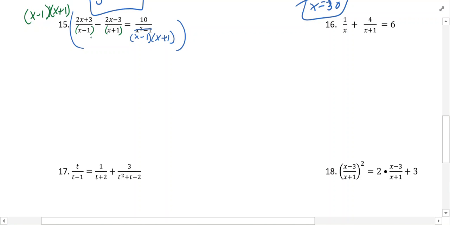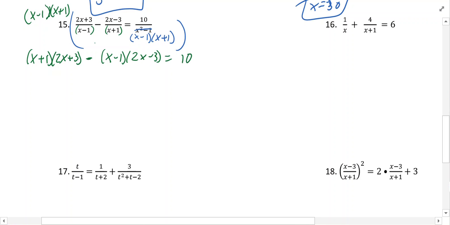All right, so in the first fraction, the x minus 1s would cancel out, so you'd be left with x plus 1 times 2x plus 3. You're going to bring down the minus sign. In the second fraction, the x plus 1s would cancel out. So you have x minus 1 times 2x minus 3. And in the last fraction, x plus 1, x minus 1, and x minus 1, x plus 1, those would cancel. So you're just left with 10.